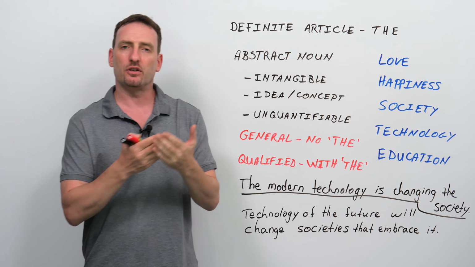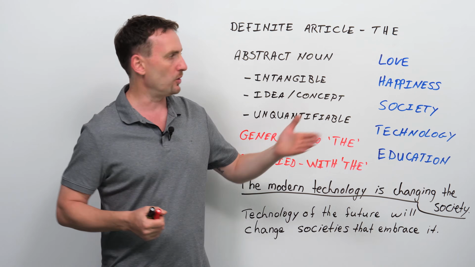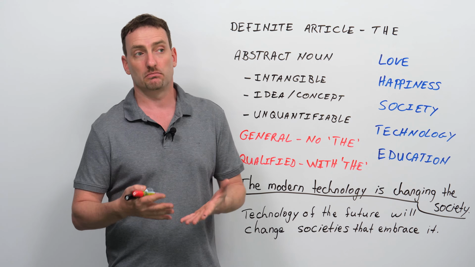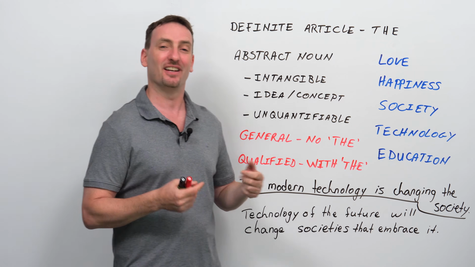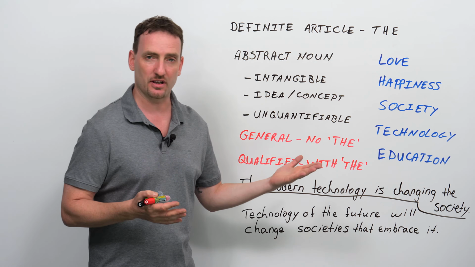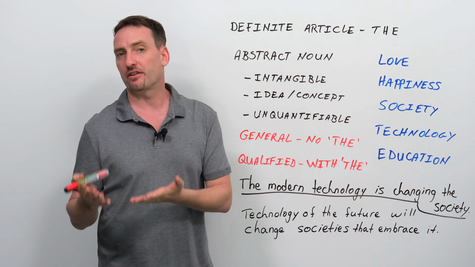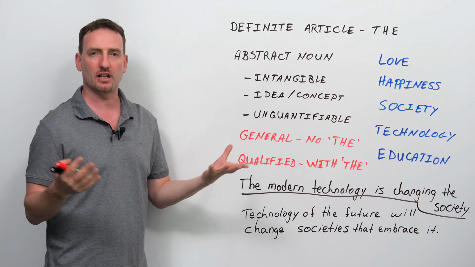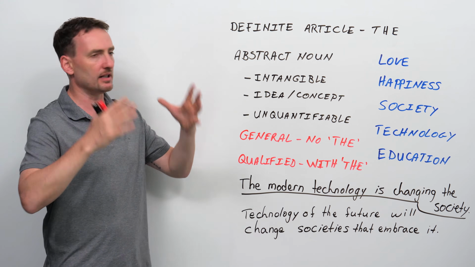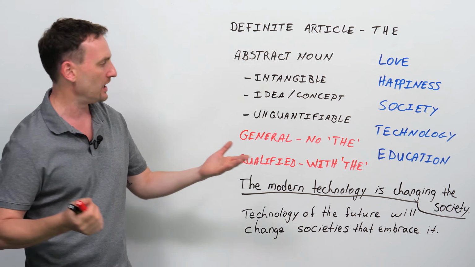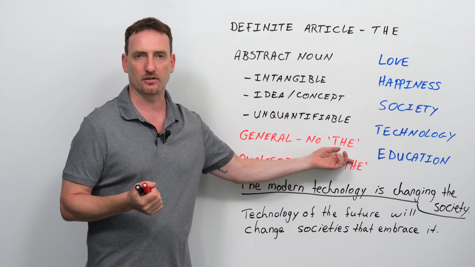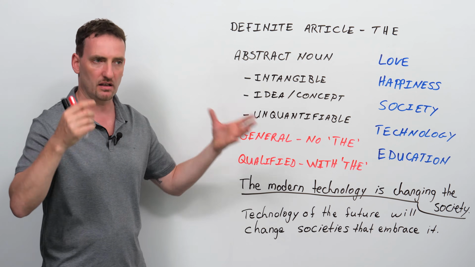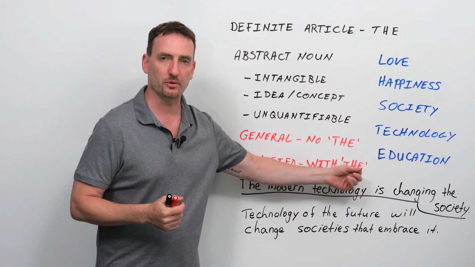Now, when you're using them in a sentence, are you going to put the in front of these or not? Well, yes, that's your answer. Some cases, yes, you will use the definite article. In other cases, you will not, okay? So when you're talking about these things in a general idea, you're just talking about love as an idea, as a concept, you're not going to use the article. If you're talking about love as a qualified thing, then you will use the.